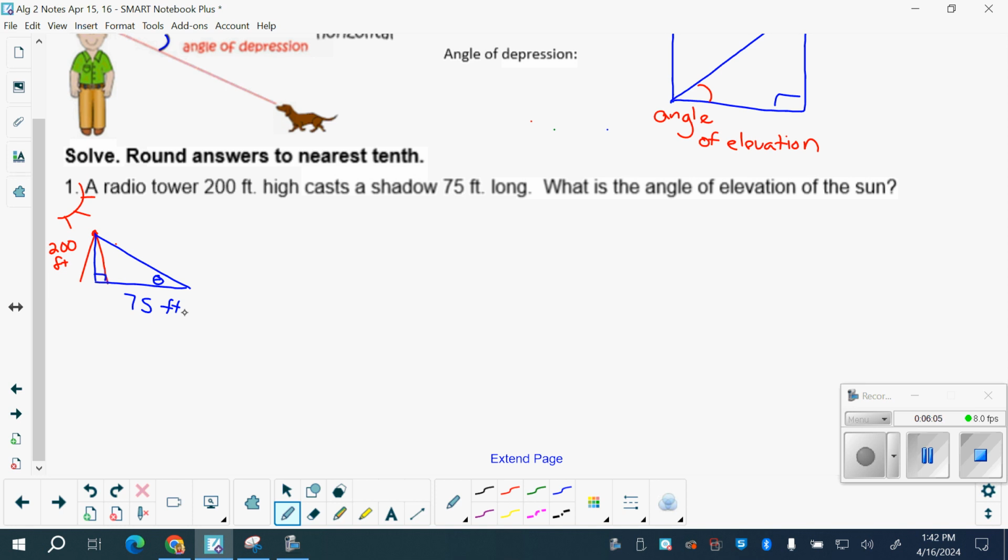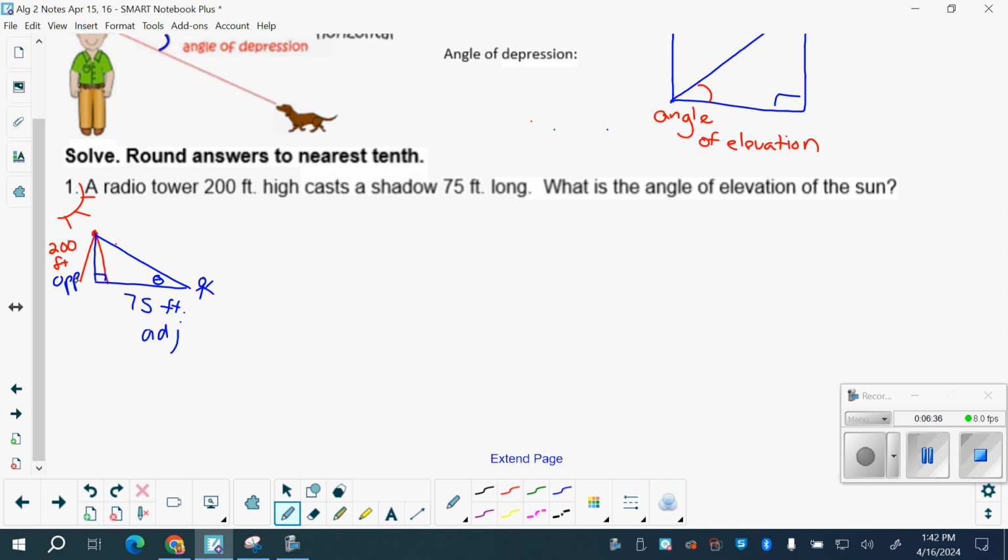So we want to find our angle of elevation. Here's my horizontal, and looking up is my angle of elevation. Does that make sense how I drew that? Because that's going to be the hardest part for you, is drawing it. So here's my person. What is 75 in relationship to that theta? Adjacent. And what is the 200 in relationship? The opposite.